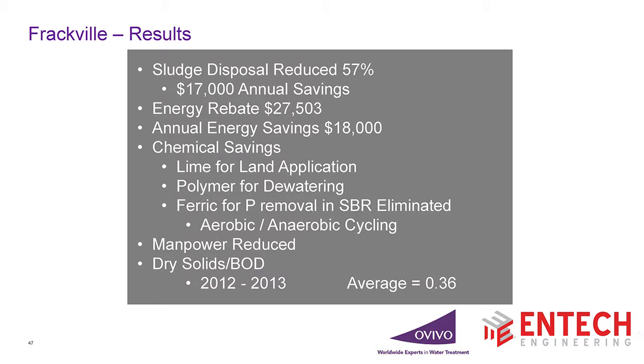So we reduced the sludge going out the door by 57%. Now it's a $17,000 annual savings, but again, it's going to this reclamation site at about $20 a ton tipping fee. If that would have been going to a landfill, the savings probably would have been about 3 times as much. Our local power utility, PP&L, gave us an energy rebate of $27,000 one-time payment for cutting back energy. The annual energy savings compared to the prior system were $18,000 a year.